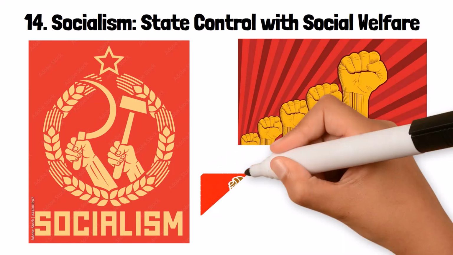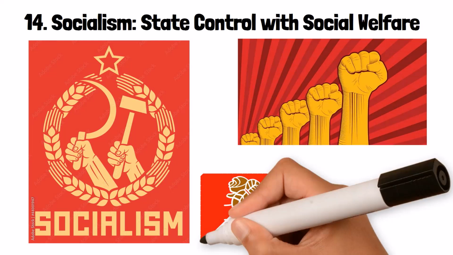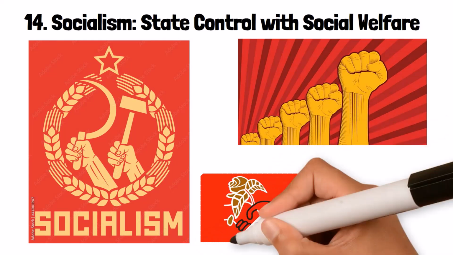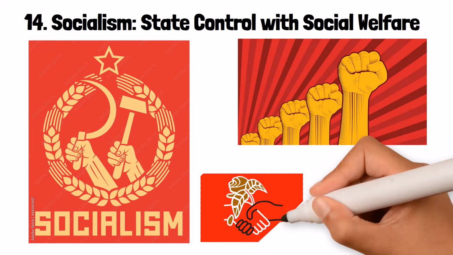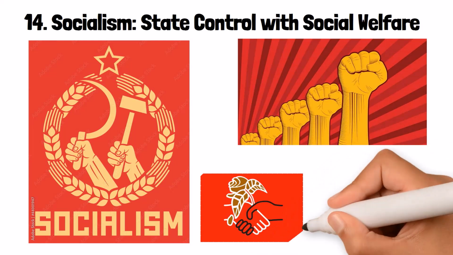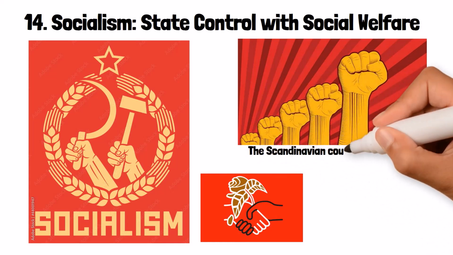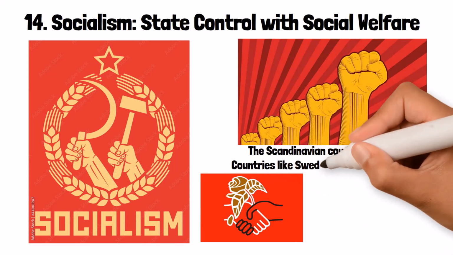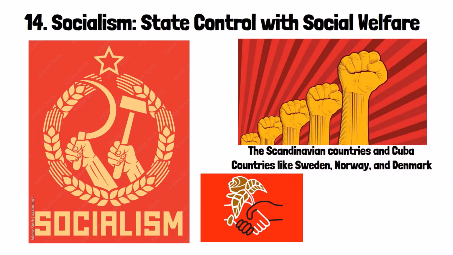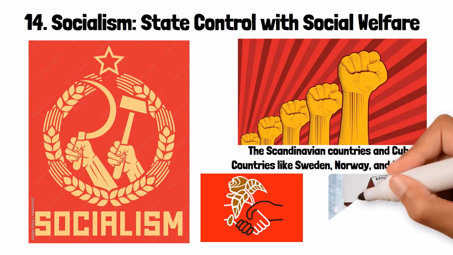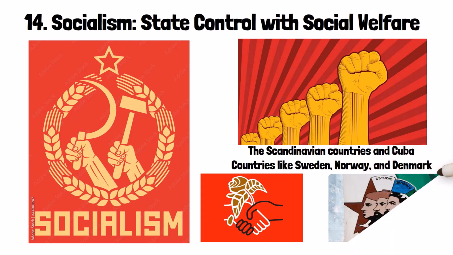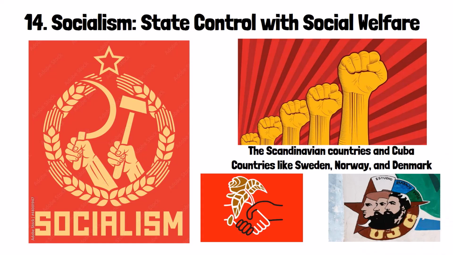There are different types of socialism, ranging from democratic socialism, which combines socialism with democratic governance, to more authoritarian forms of socialism, where the state exerts significant control over all aspects of life. Examples include the Scandinavian countries and Cuba. Countries like Sweden, Norway, and Denmark are often cited as examples of democratic socialism, where a strong welfare state exists alongside a market economy. Cuba is an example of a more centralized socialist state, where the government controls most of the economy and provides extensive social services, but political freedoms are limited.